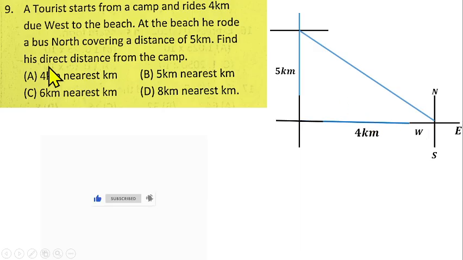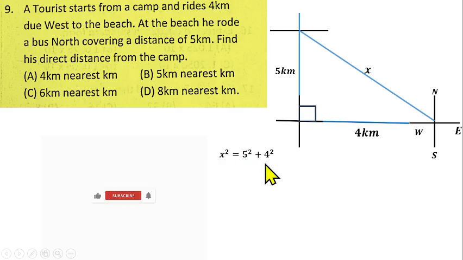Because we are asked to find his direct distance from the camp, this is the camp and this is where he is. So we are looking for from here to here. We know that from the north to the east here, the angle is 90 degrees. We are looking for this side, we call it x. That gives us a right angle triangle, so we can find this side using Pythagoras theorem.